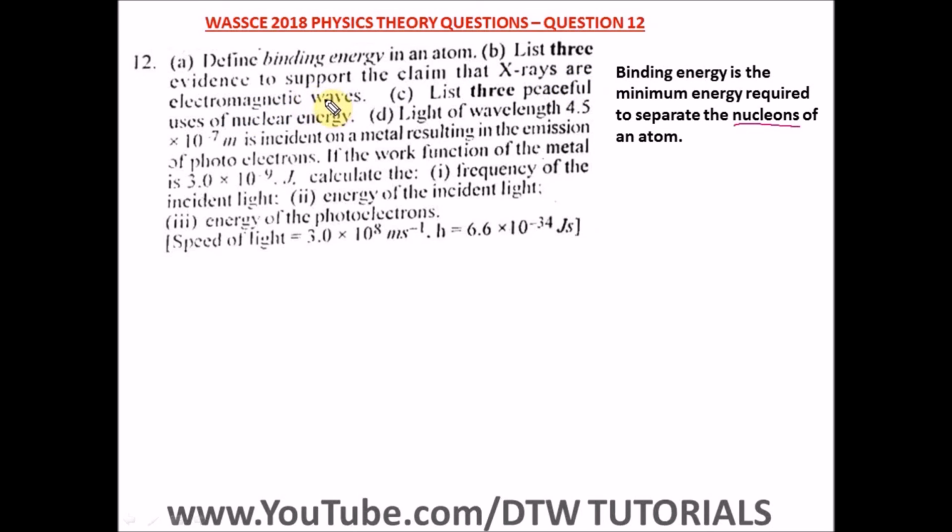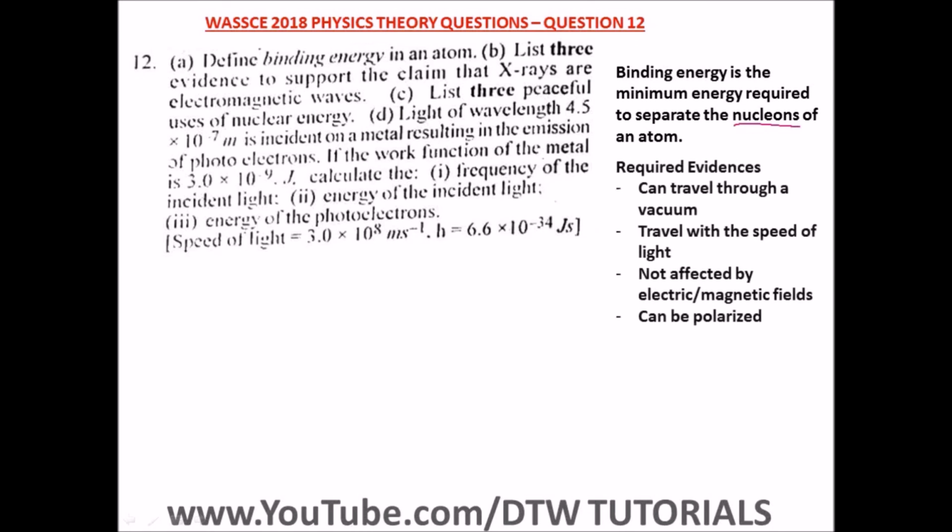Any electromagnetic wave, first of all, must travel in a vacuum. So that's one evidence to support the claim that X-rays are electromagnetic waves. Another one is that it travels with the speed of light. And another one is it's not affected by electric or magnetic fields, and it can be polarized. So these are evidences to support the claim that X-rays are electromagnetic waves.